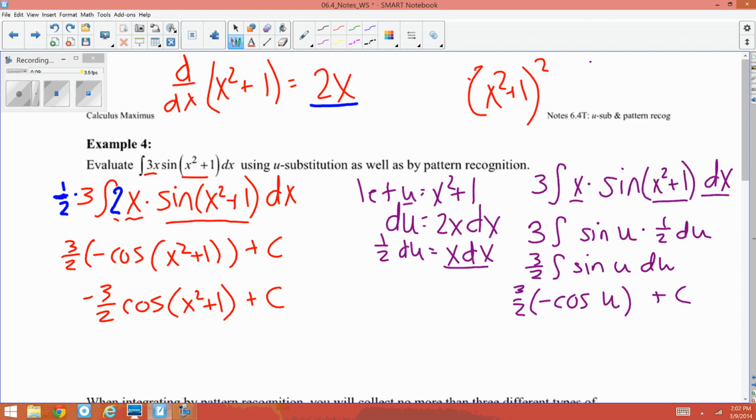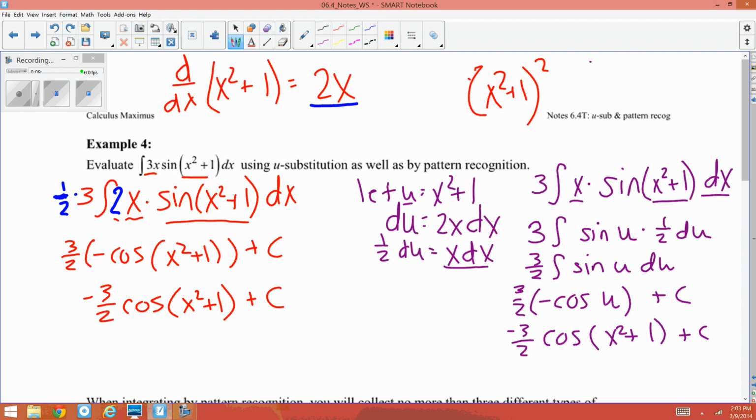And now for my last step, instead of writing u, I'm going to write what my u was, x squared plus 1. So we get the same answer, it's just a different method. Some people can think about it a little bit faster. That's this red version. Some people like to see it laid out.